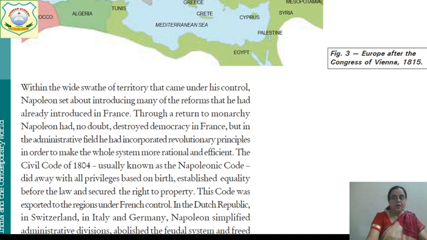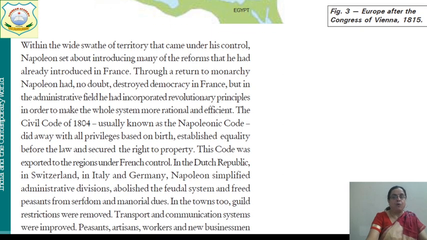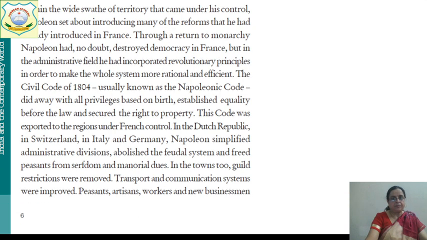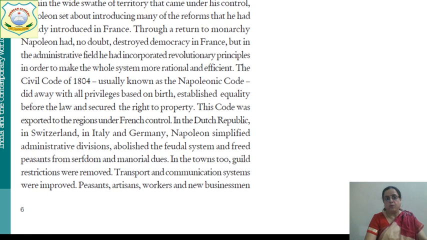The Civil Code of 1804 is usually known as the Napoleonic Code. So do remember that. What was the other name given to the Civil Code of 1804? Yes, the other name is the Napoleonic Code. According to this Napoleonic Code, all the privileges based on birth were taken away. Then he established equality before the law and secured the right to property. This Napoleonic Code was exported to the regions under French control.